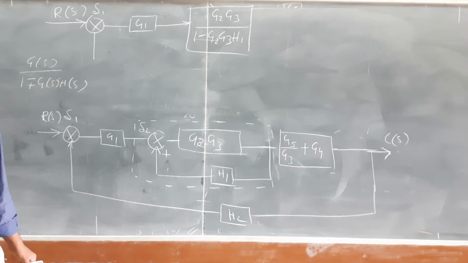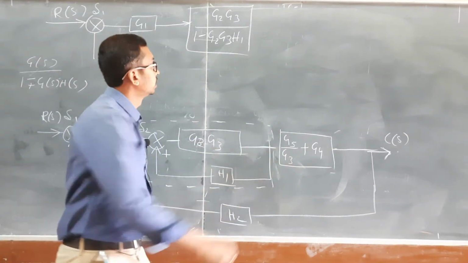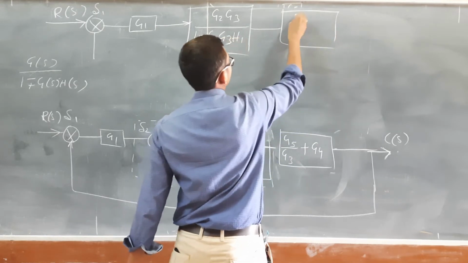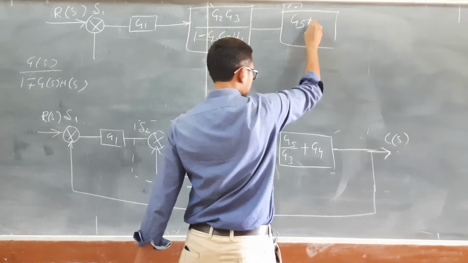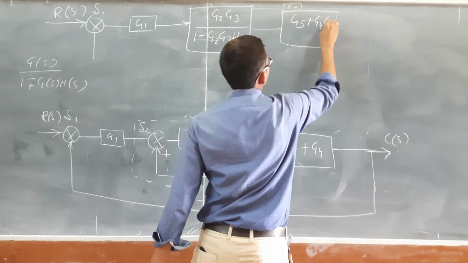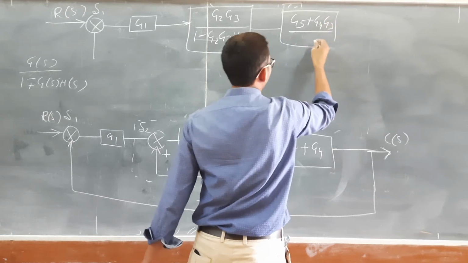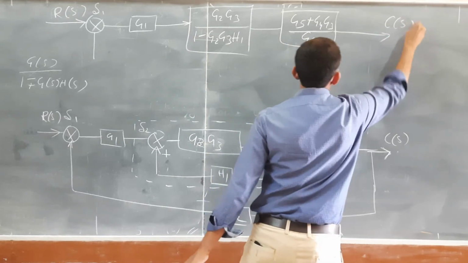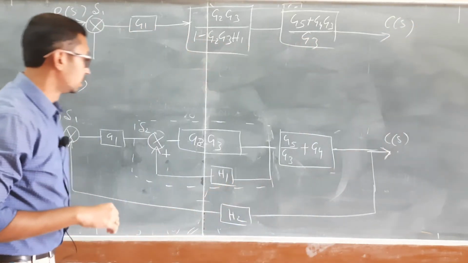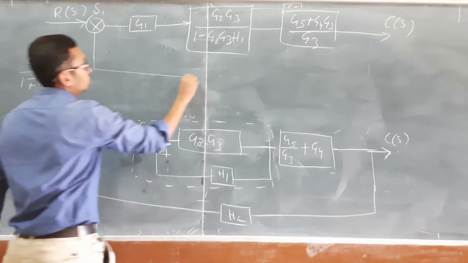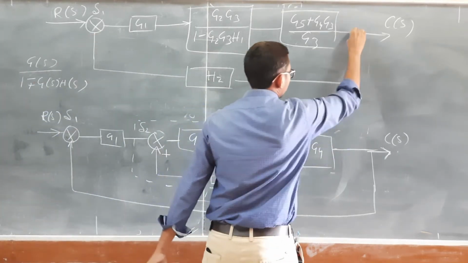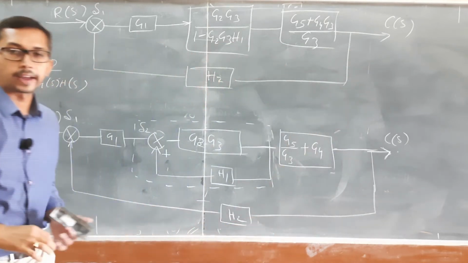And what else do we have? So we have this one. This can be reduced to G5 plus G4, G3 divided by G3. This output is C of S, right? So next, what else do we have? We have H2, and finally we have this feedback loop.